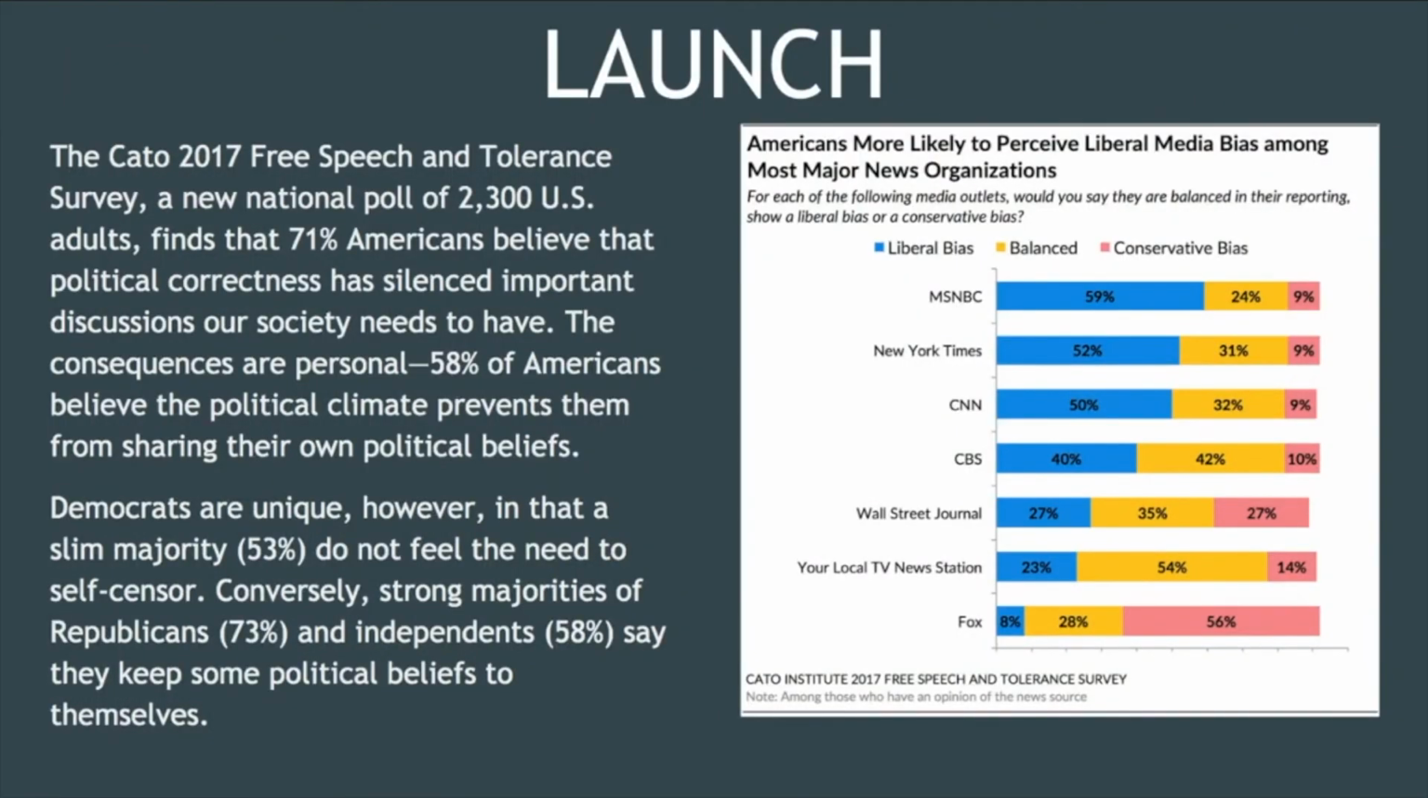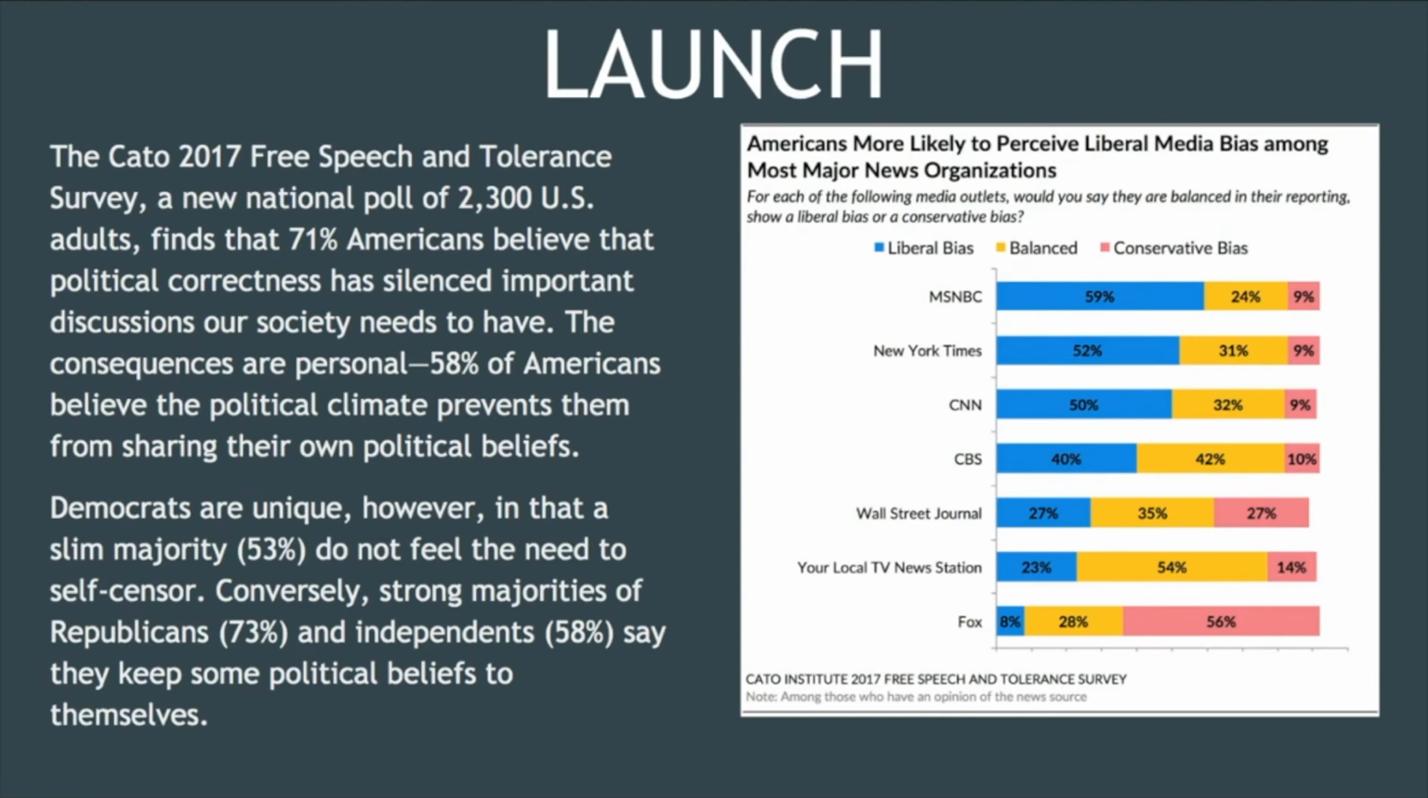Now, I'm going to launch you with this. The Cato 2017 Free Speech and Tolerance Survey, a new national poll of 2,300 U.S. adults, finds that 71% of Americans believe that political correctness has silenced important discussions our society needs to have. The consequences are personal. 58% of Americans believe that the political climate prevents them from sharing their own political beliefs. Democrats are unique, however, in that a slim majority, 53%, do not feel the need to self-censor. Conversely, strong majorities of Republicans, 73%, and independents, 58%, say they keep some political beliefs to themselves.